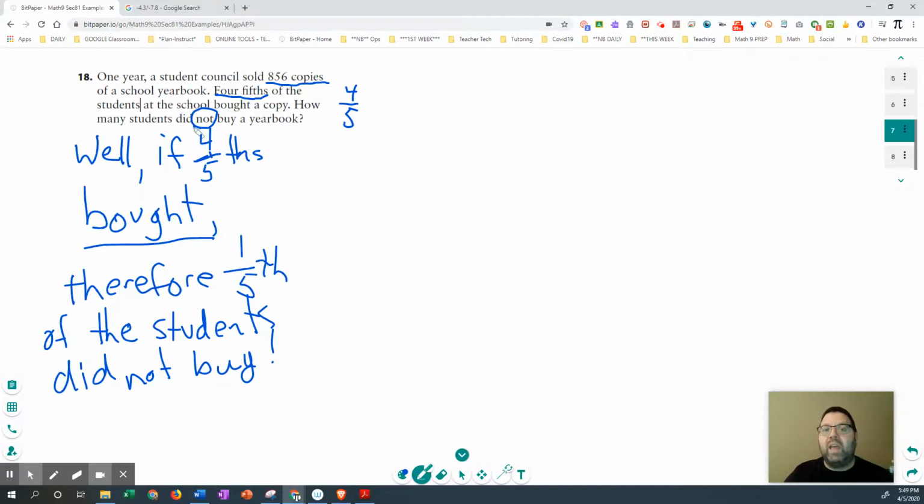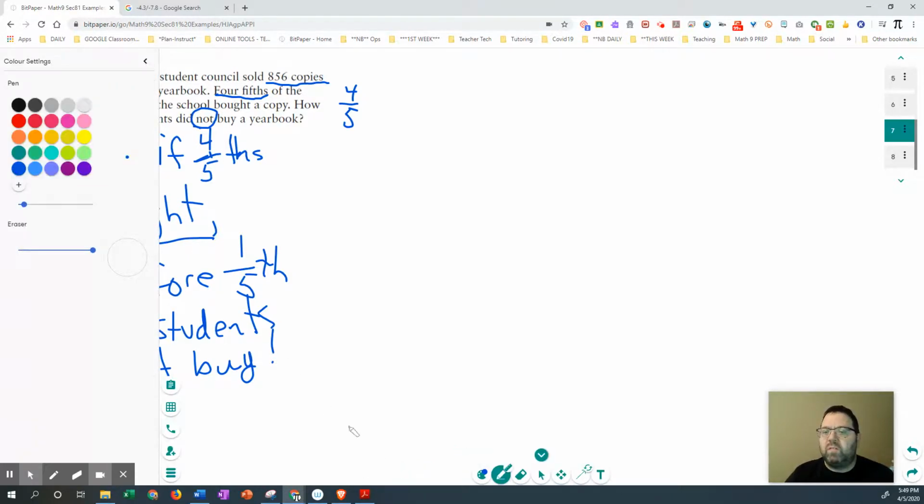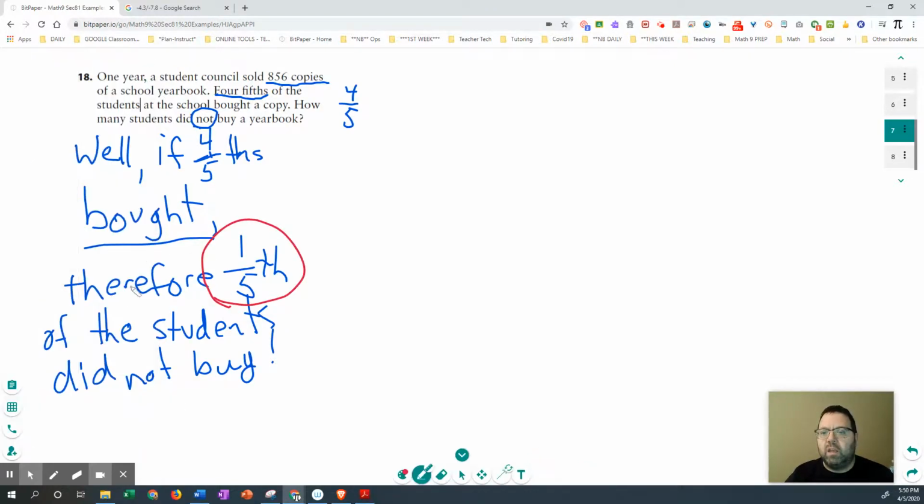So once again, the most difficult part of a word problem is usually the beginning. You have to understand what the word problem is asking you. It's not asking you how many students out of 856 bought the yearbook. It's asking you how many of them did not buy the yearbook. So that's why we're going to use the 1/5. That's where the 1/5 came from. If 4/5 bought a yearbook, that must mean 1/5 did not. Did not. That's your key phrase.